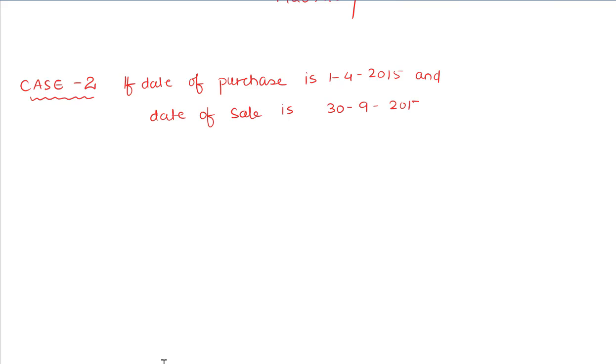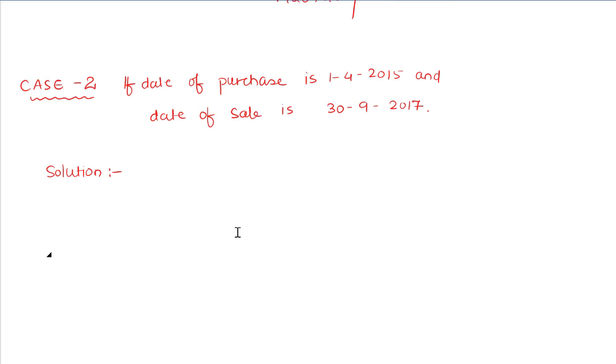Case 2. If date of purchase is 1st of April 2015 and date of sale is 30th September 2017. If date of purchase is 1/4/2015 and date of sale is 30th September 2017. I believe you understood this. Let us try to solve it.